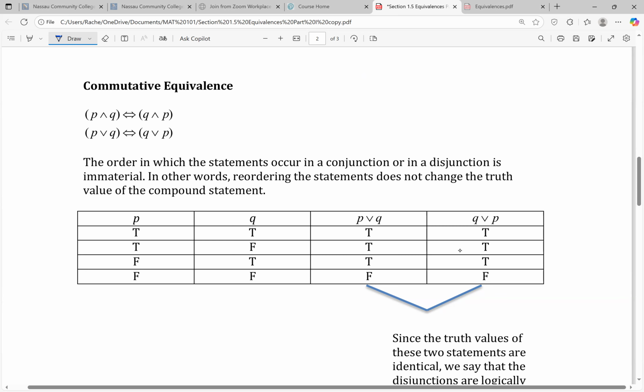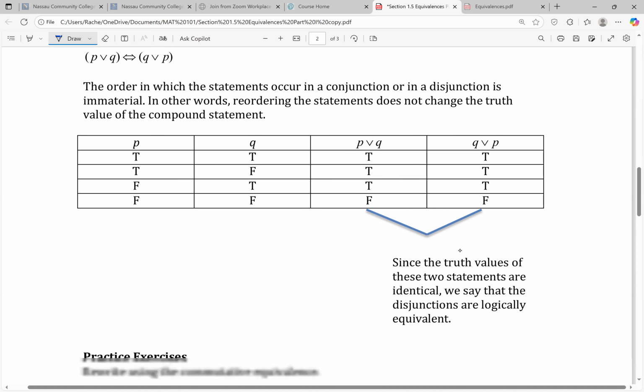So if I had P and Q, that's equivalent to writing Q and P. Order doesn't matter. And then similarly, P or Q is the same thing as saying Q or P. Order doesn't matter. So basically, the order in which the statements occur in a conjunction or in a disjunction is immaterial. So in other words, reordering the statements does not change the truth value of the compound statement.